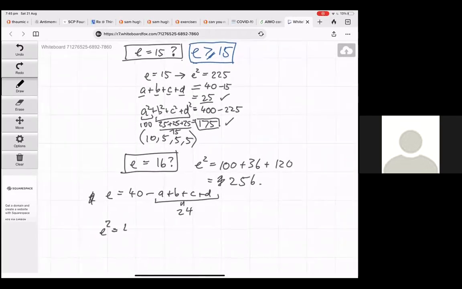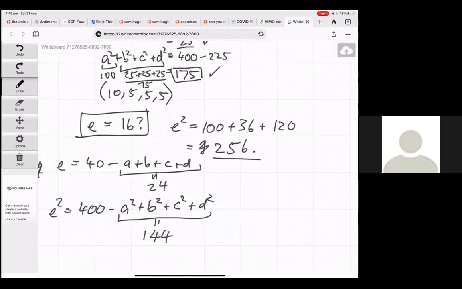E squared was 400 minus everything all squared. And that has to then equal 144 if we're going to get 256. Okay, and what values work? Well, these are all nice multiples of 12, so that's sort of a clue.